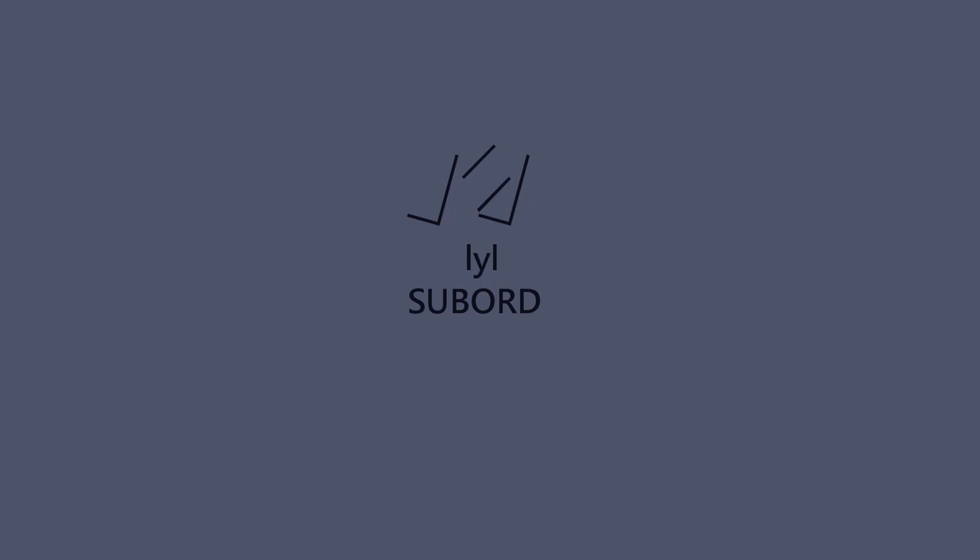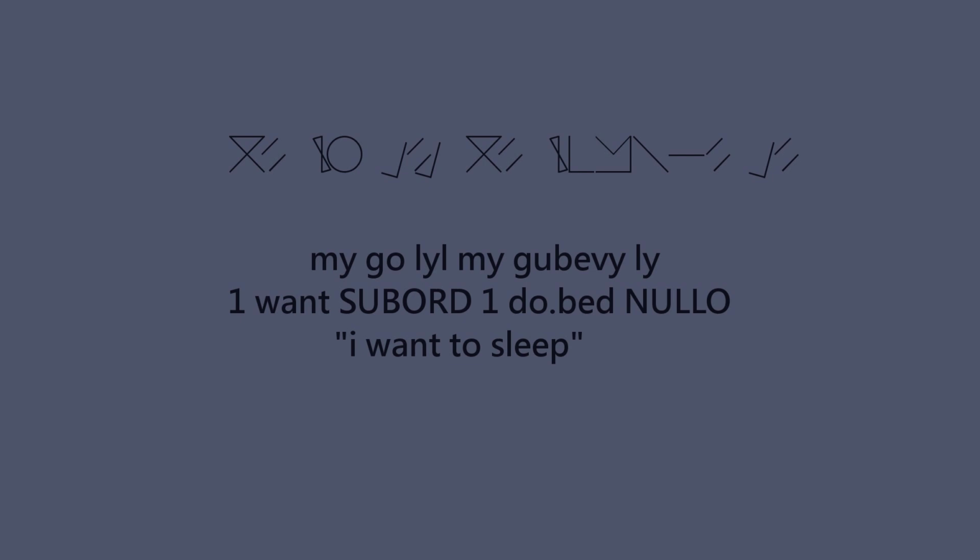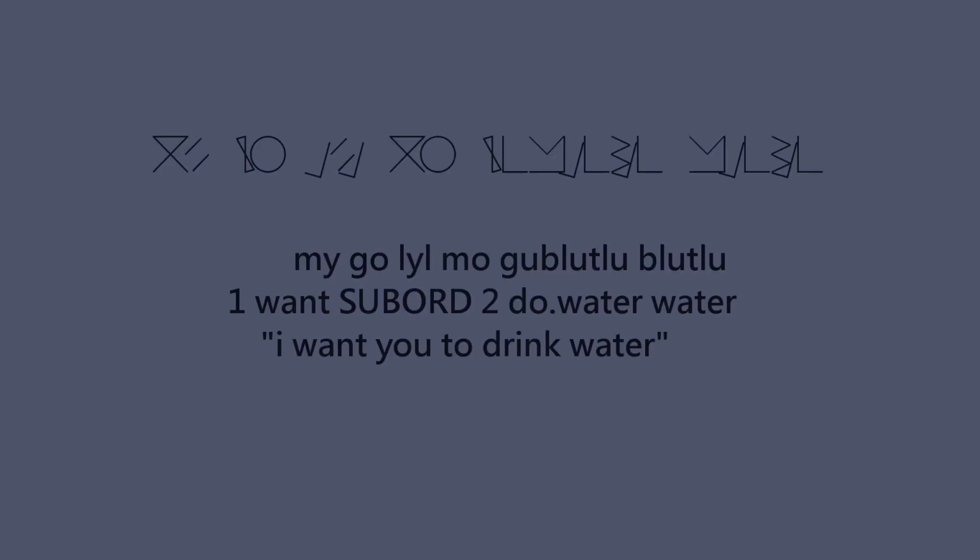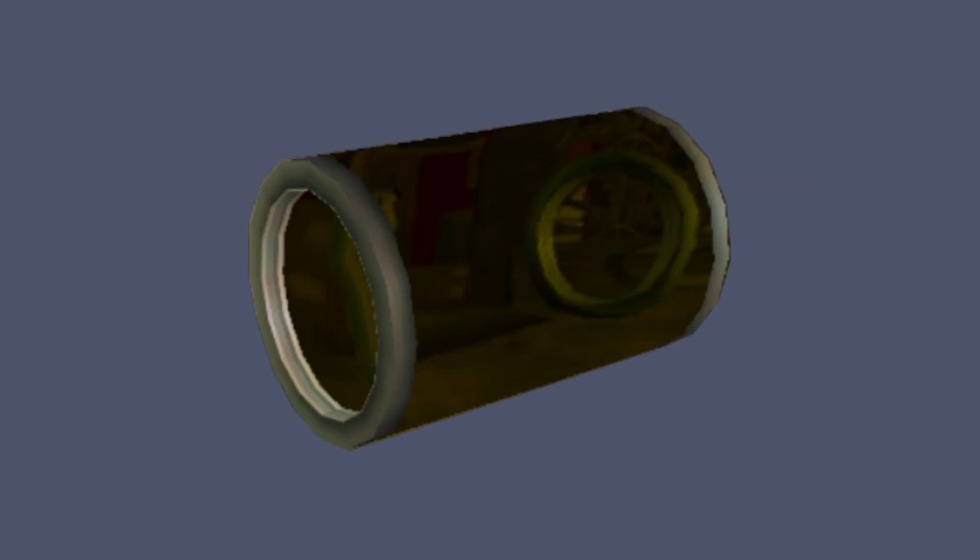You can't have more than one verb per clause, so something like I want to sleep would be ma go lull ma gubeva la, a more subjunctive phrase. Similarly, I want you to drink water is ma go lull mo gubluzu bluzu. And this is your reminder to hydrate yourself.